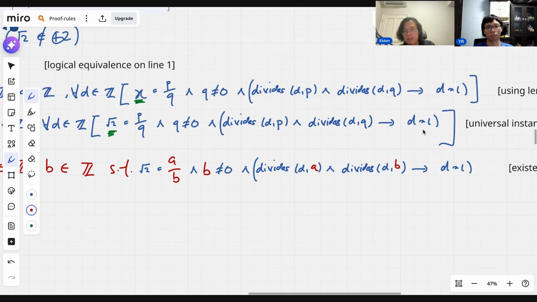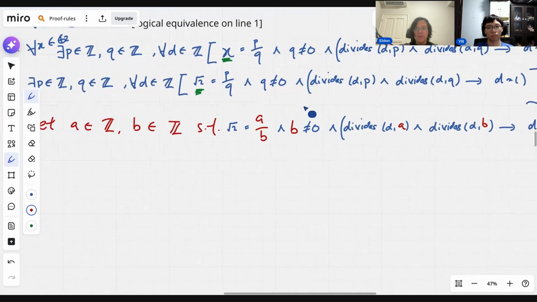Right? So what we're doing here is that we are, again, instantiating the statement with P and Q, instantiating with variables A and B, like values A and B, right? So P and Q are variables, A and B are values, right? We're instantiating our variables with values. So we're replacing P and Q for A and B.